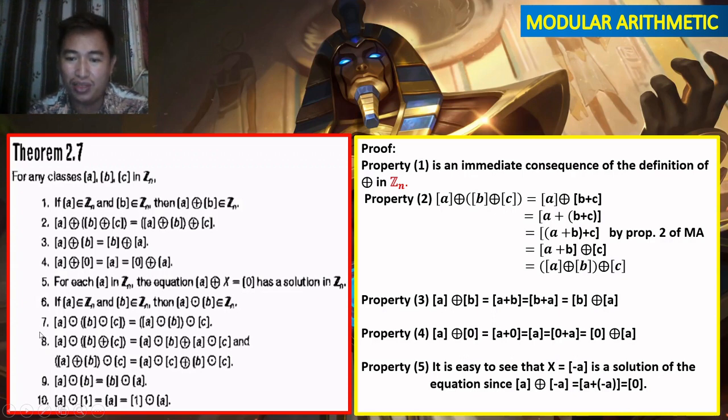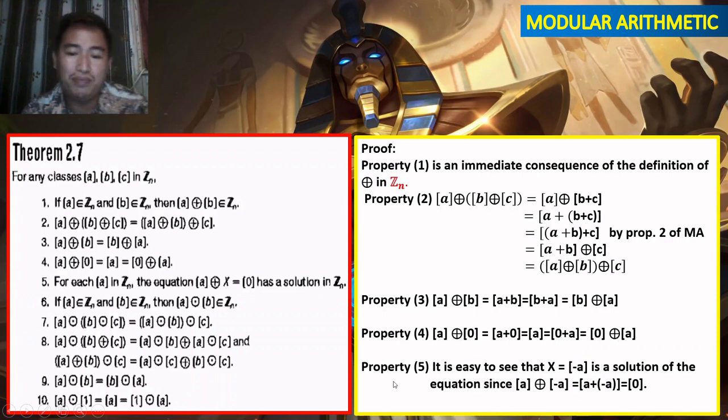Okay, property number 3. AB is equal to BA. So AB is equal to A plus B, and the integer A plus B is equal to B plus A. Then we transform it to the circled plus. Okay, property 4. A plus 0 is equal to A. A plus 0 is just A in the integers, and A is equivalent to 0 plus A. So we transfer it to the circled plus.